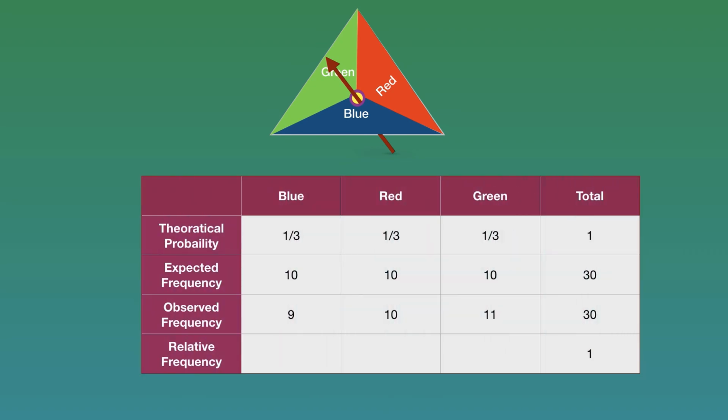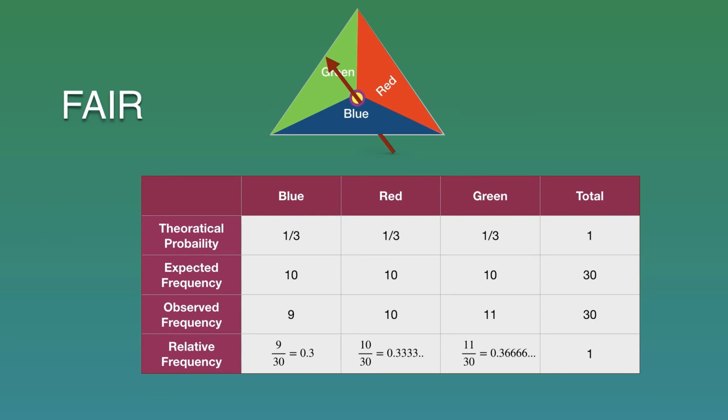Let's say you get the following result from the trial, which is shown by the observed frequency row. The relative frequency of the spinner landing on blue is given by dividing the number of times the spinner lands on blue, which is the observed frequency, by the total number of trials. This gives 0.3. Similarly, the relative frequency for red is given by dividing 10 by 30, and we divide 11 by 30 to give the relative frequency for green. Since the relative frequency is close to the theoretical probability, we can say that the spinner is fair based on the given observation. The relative frequency is the estimate for the theoretical probability.